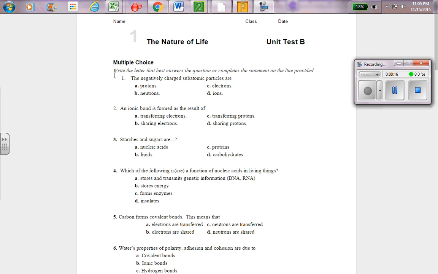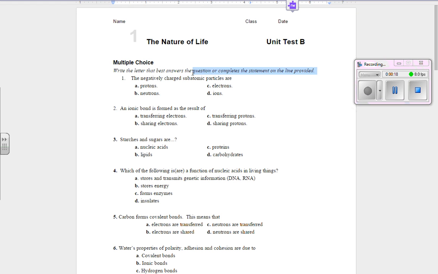Question 1. The negatively charged subatomic particles are A. Protons, B. Neutrons, C. Electrons, D. Ions. What are the negatively charged subatomic particles? Protons, neutrons, electrons, or ions?